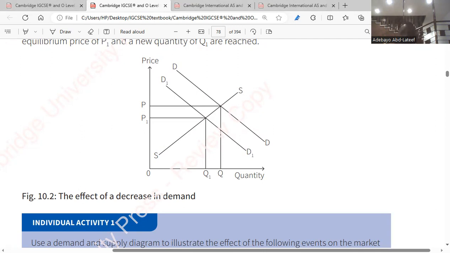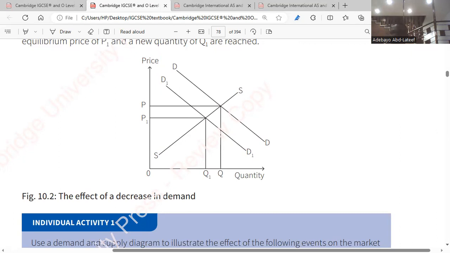For excess supply, here the supply is more than the demand. So for firms to be able to correct this disequilibrium, they have to lower the price. So price will fall from P to P1. And the quantity demanded will fall from D to D1. It has already fallen from D to D1. So for you to correct this, you have to reduce the price from P to P1.